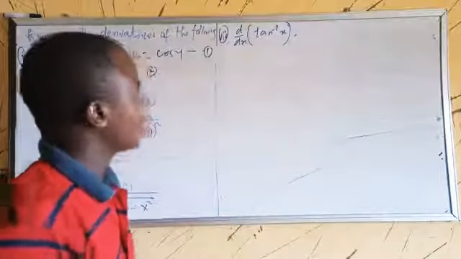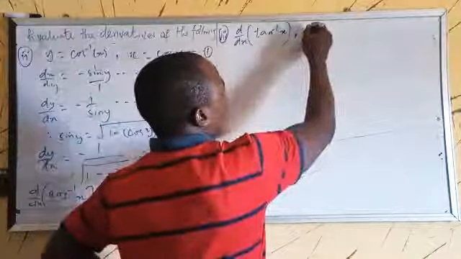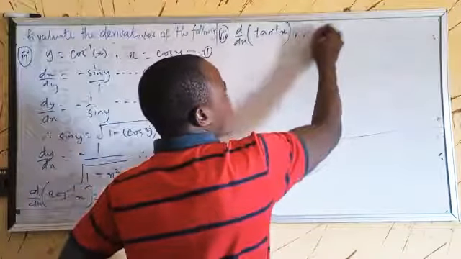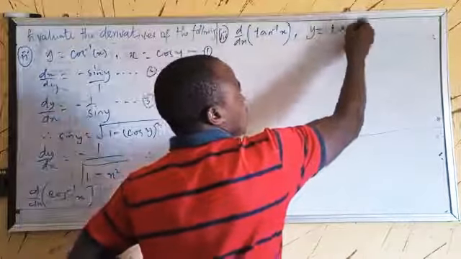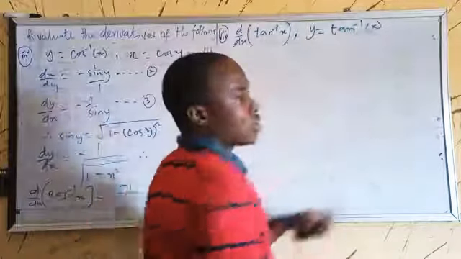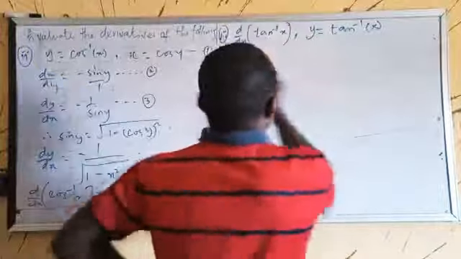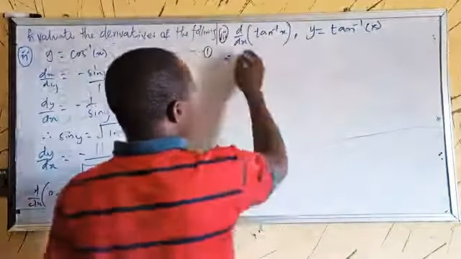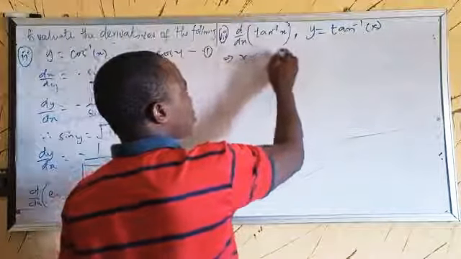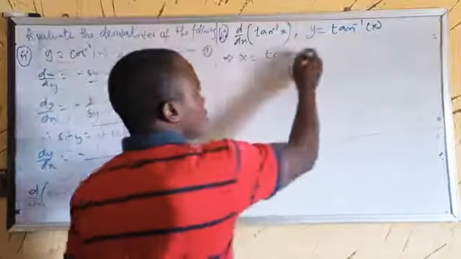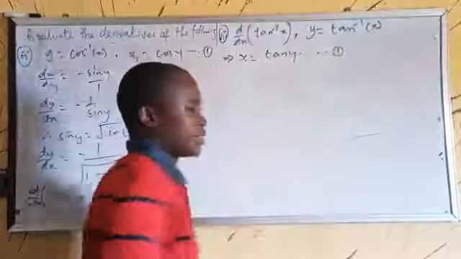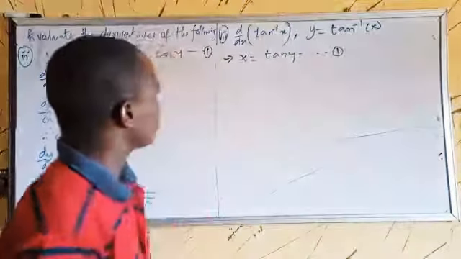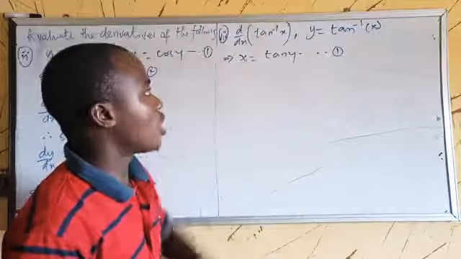So if you want to look at this, what they are saying here is that we let this function, y, be tan inverse of x. So now if y equals tan inverse of x, automatically this gives x equals tan y. Call this equation 1, as we did in the previous questions. So we have x equals tan y.